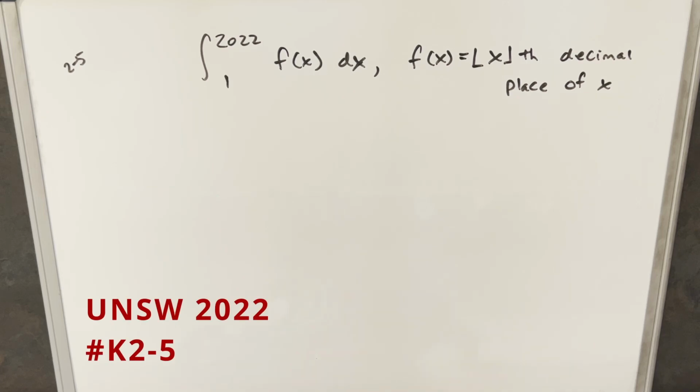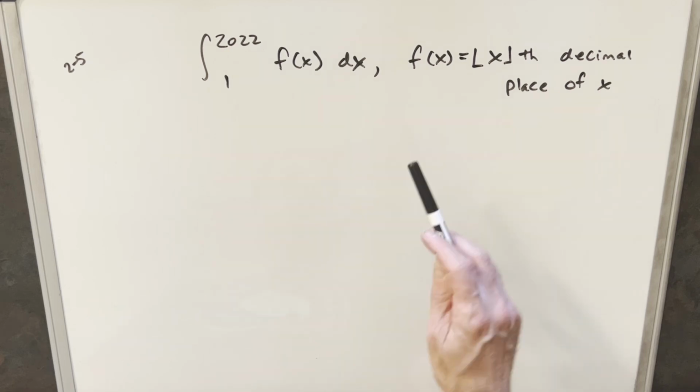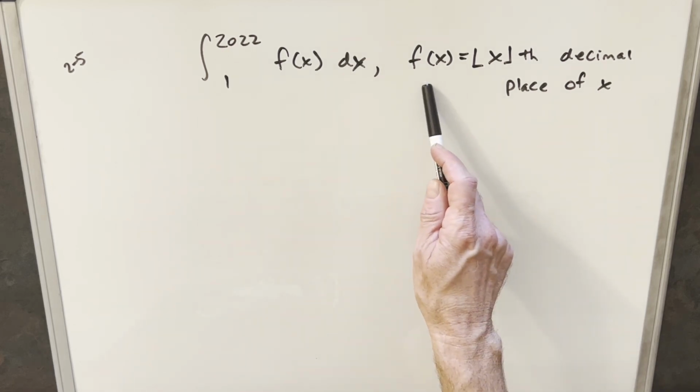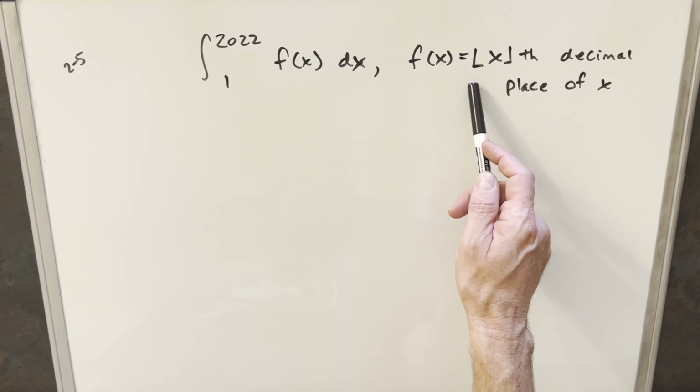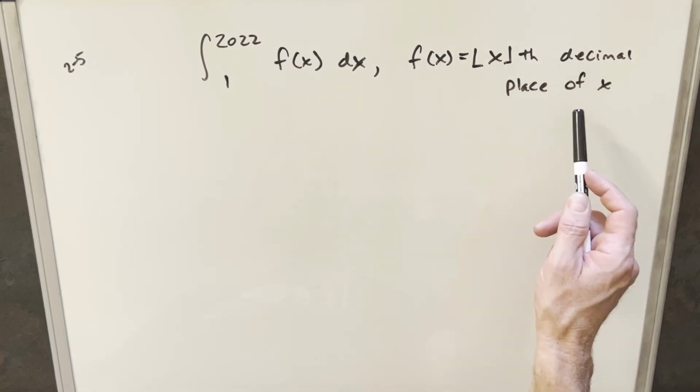Hey, we have here today a very interesting looking integral from the UNSW Integration Bee 2022. This was knockout round 2, problem 5. We have the integral from 1 to 2022 of f of x dx. We have this definition over here to the right, that f of x is going to be equal to the floor of x, decimal place of x.